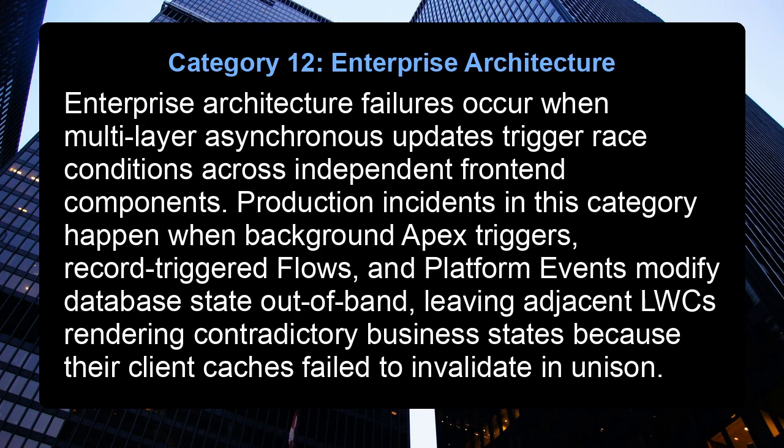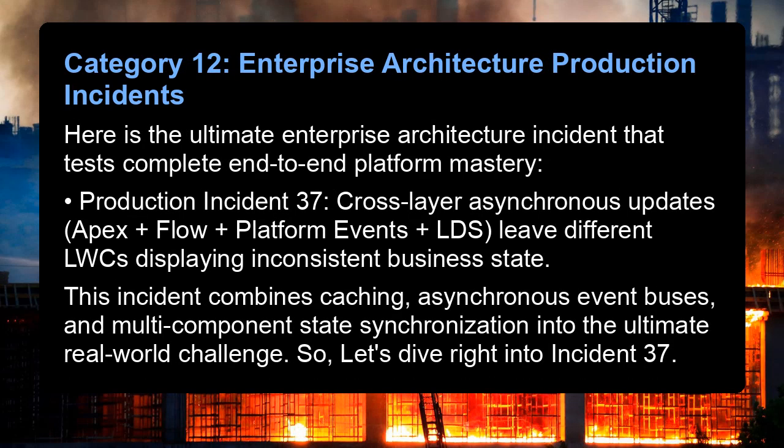Category 12 Enterprise Architecture. Enterprise architecture failures occur when multi-layer, asynchronous updates trigger race conditions across independent front-end components. Production incidents in this category happen when background Apex triggers, record-triggered flows, and platform events modify database state out of band, leaving adjacent LWCs rendering contradictory business states because their client caches failed to invalidate in unison. Category 12 Enterprise Architecture Production Incidents.